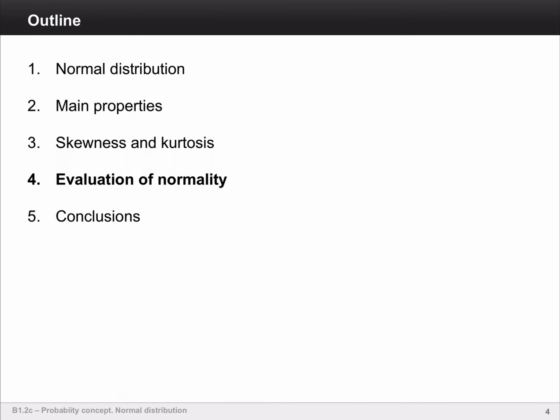For example, if you have 10 glasses of water and the chloride content in these 10 glasses, and you check the normality of these 10 values, it means that you check how likely your sample came from a population. So it means how likely these glasses of water came from a lake where the concentration of chloride is distributed normally. So that's the basic idea.